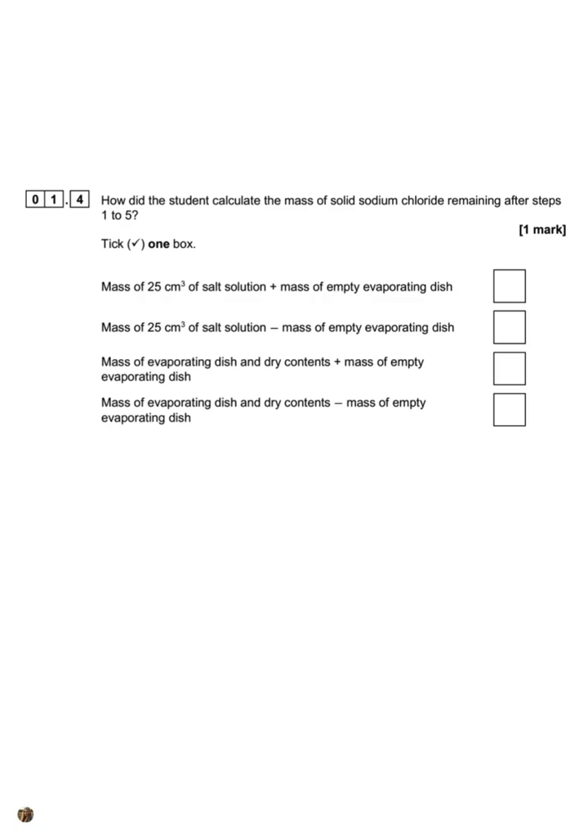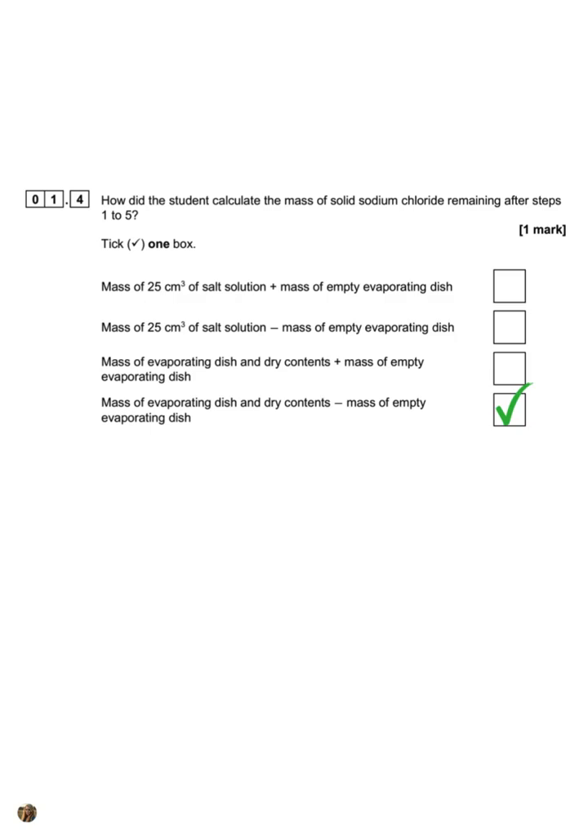Right, so how did the student actually calculate the mass of the dissolved sodium chloride at the end of that experiment? Very easy. Mass of the evaporating dish and the dry contents, in other words all the water's evaporated, minus the mass of the empty evaporating dish. So you're just measuring the dry contents, the dry sodium chloride.